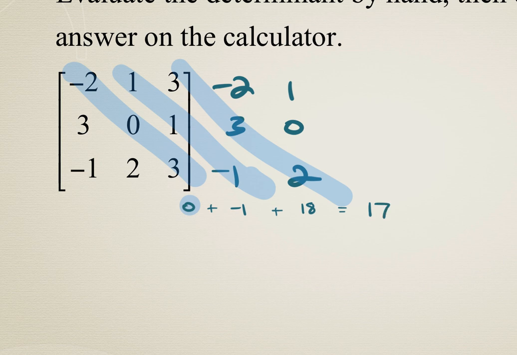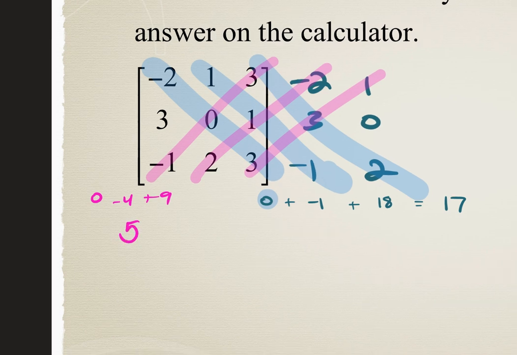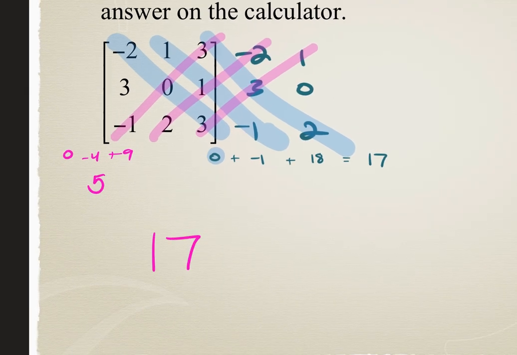Then we go back the other way. Then it's 3 times 0 times negative 1, 0. Negative 2 times 1 times 2, negative 4. 1 times 3 times 3, 9. And you get 5. 17 minus 5. 12.